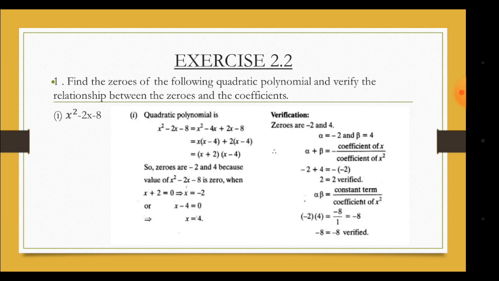Now see the second relation. Alpha into beta equal to constant term upon coefficient of x square. Alpha into beta means product of zeros, that means minus 2 into 4, that is minus 8. Now on this side constant term is minus 8 and coefficient of x square is 1. So minus 8 upon 1 is again minus 8. So here also we got both the sides equal. Hence second relation also gets verified. So in this way you have to find the zeros and then verify the relation.